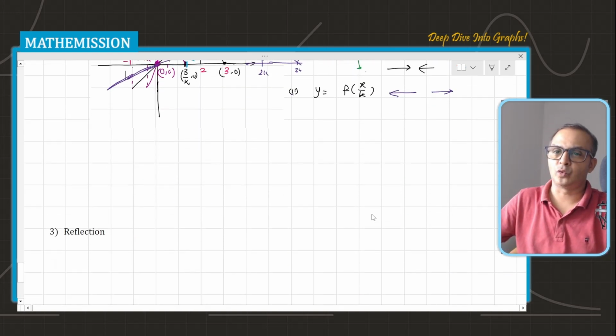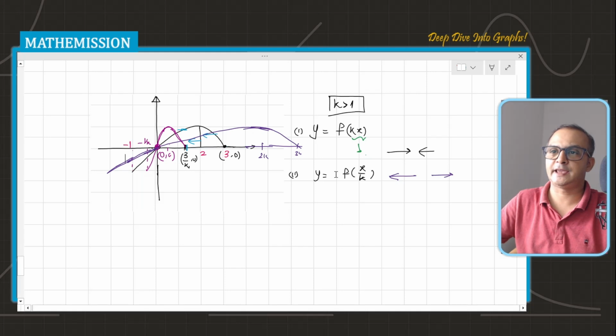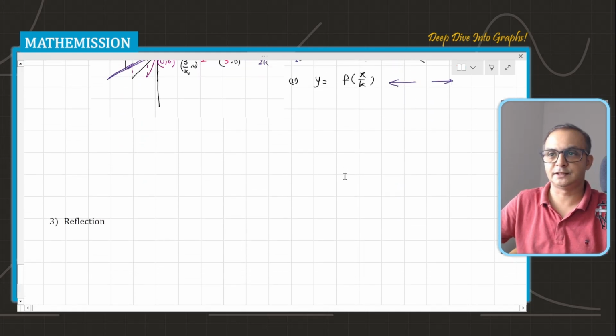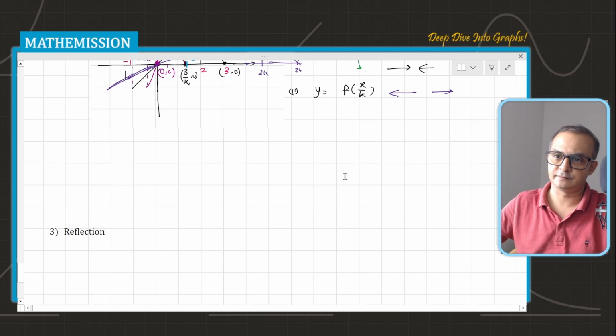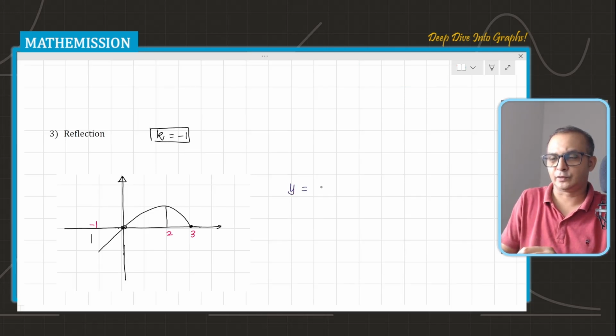Alright, but what will happen if I take k equal to -1 in this whole scenario? Let's try to understand. k is equal to -1 here, and here the function was y is equal to f(x) first.